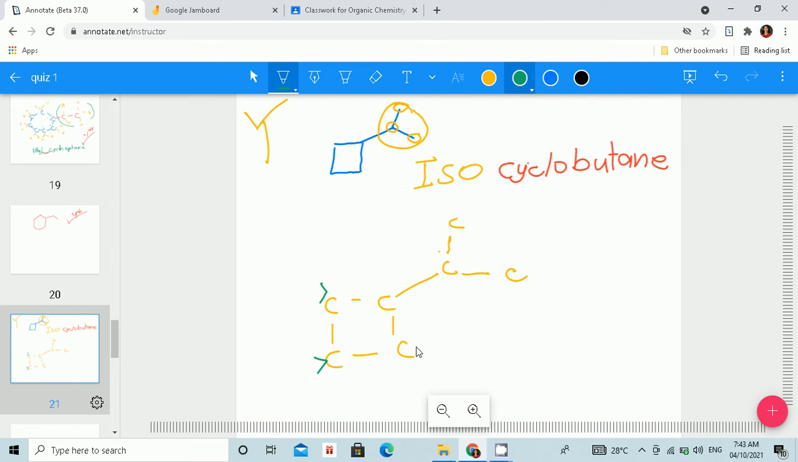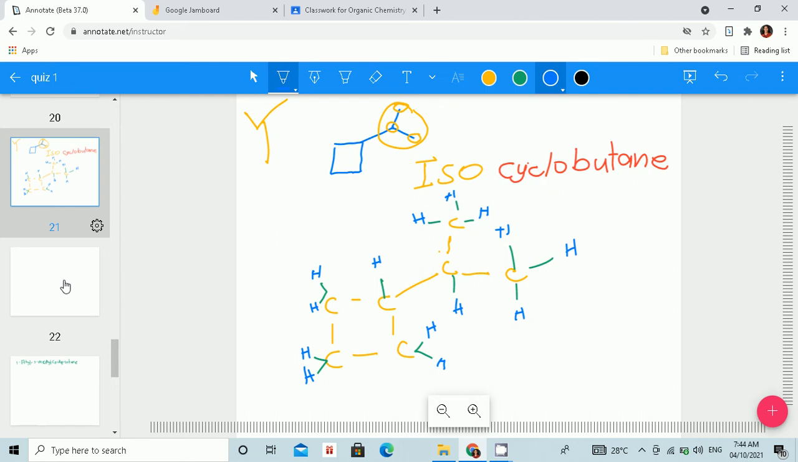Then we distribute the H's. I have one here, then we have one here, and then we have three here. Then distribute the H atoms. You know that you got it wrong when you have too many H atoms, or when the carbon has too many bonds. So this is your structure. Okay, so that's for number 2.